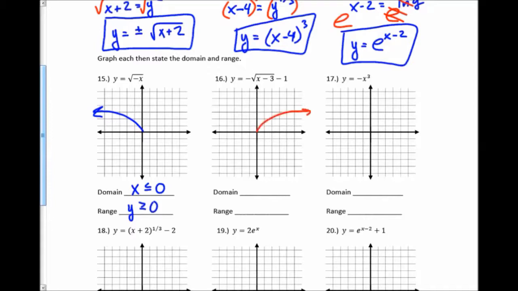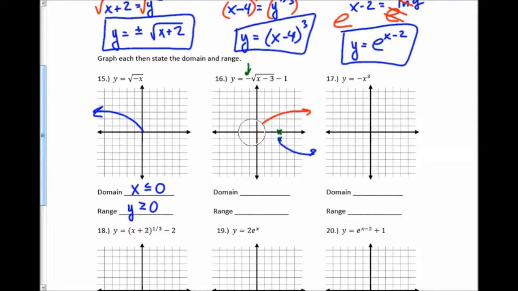For the next one, this is just like the previous one, except I have a couple more shifts. Remember, the original function looks like this. Inside with the x, I'm subtracting 3, so that's going to move me to the right 3. So that would put me here. And then I'm going to move down 1, which is going to put me here for the start of my parabola, or half a sideways parabola. But instead of opening up, this one's going to open down because of the negative symbol. So it's going to look like this.